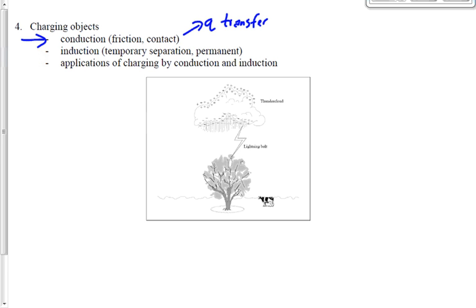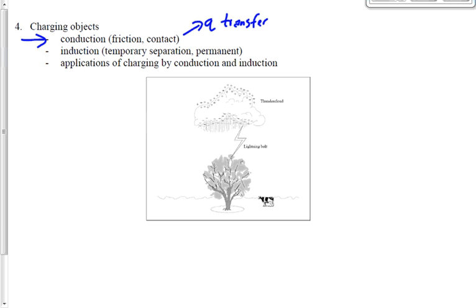Induction, we talked about the temporary separation of charge and the permanent charge. How do we introduce that permanent charge? How do we make the temporary separation of charge permanent? Yeah, we ground it, right? But it doesn't physically have to be a wire attaching it to the ground. It could be some other fairly big object that will basically serve as the ground.